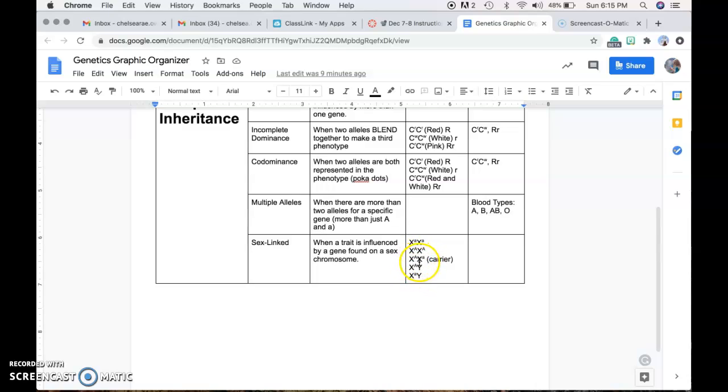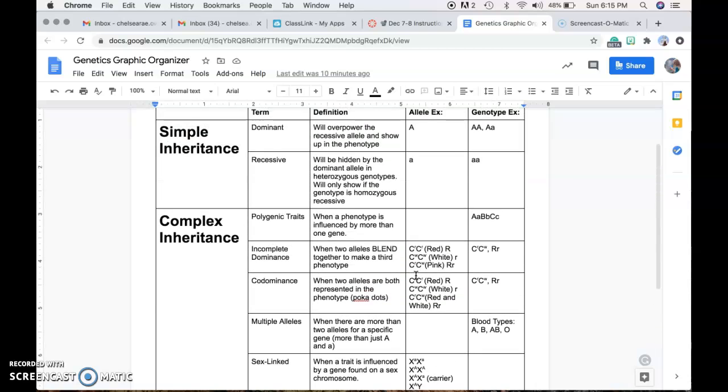Females, if they inherit this recessive X, they still have another opportunity to have that dominant and cancel out whatever that recessive gene codes for. But males, if they get stuck with an X and a recessive gene attached to it, they only have a Y. So they don't have something that could potentially take that away.